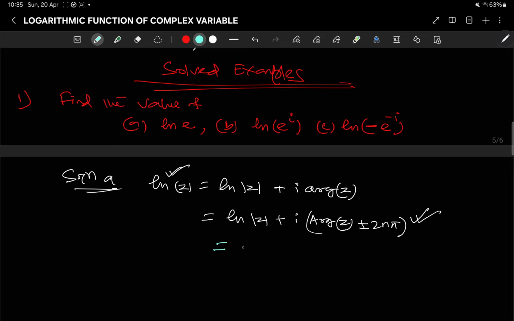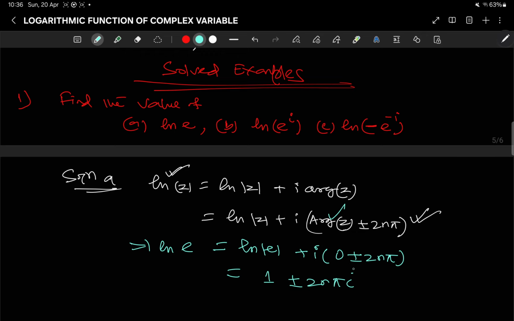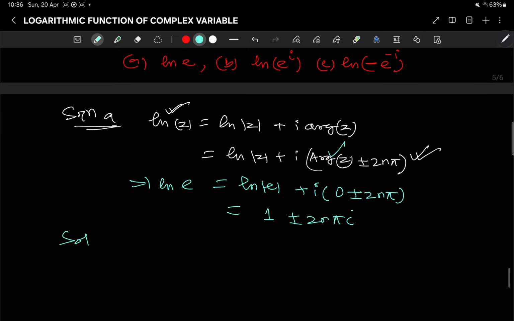So ln e is equal to ln of mod e plus i times its argument, which is 0, plus or minus 2n pi. So ln e is 1 plus or minus 2n pi i. Now coming to the solution B.